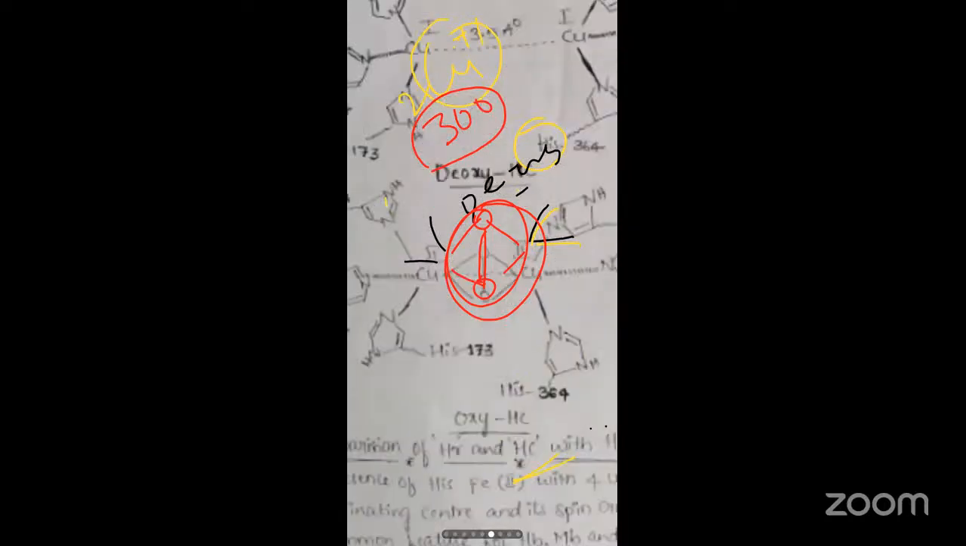Oxyhemocyanin. Okay. This is the deoxyhemocyanin. This is the oxyhemocyanin. Okay. So this is also an oxygen carrier. It also transports oxygen. So this is also one pigment.